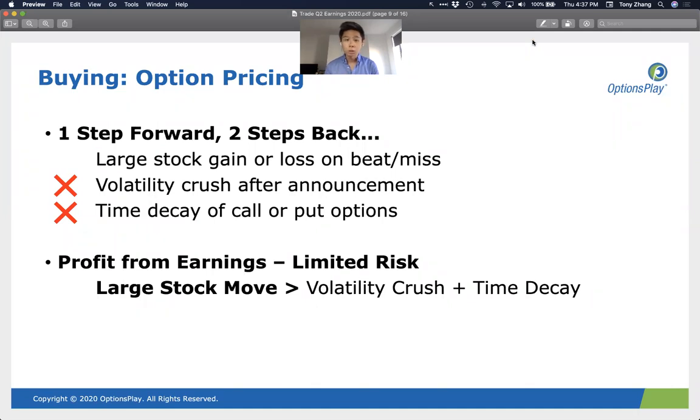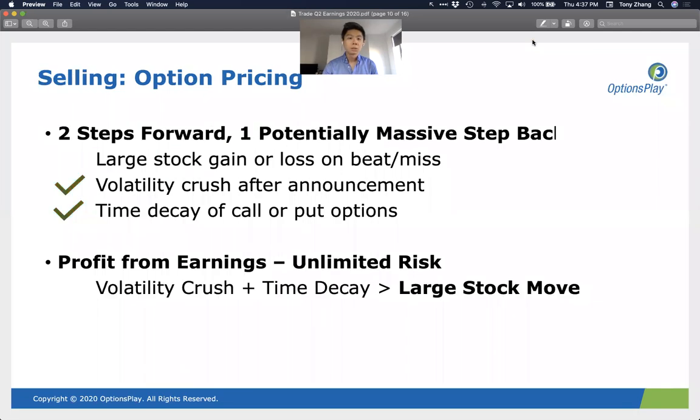Okay, so that covers buying an option, right? So we know that there's two things working against us, one thing potentially working in our favor when we're buying an option. So now let's take a look at selling an option. This is what I call two steps forward, one massive potential step back when you're selling an option. So here's the opposite, right? When you sell an option going into earnings, guess what?